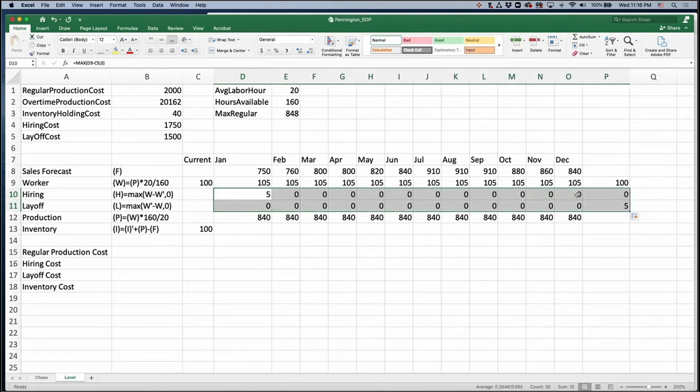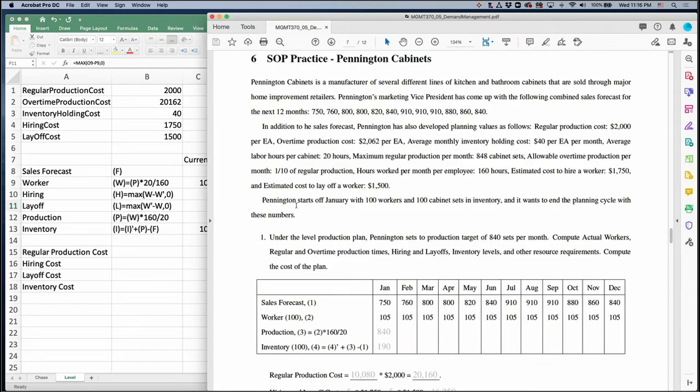At the end, they have to lay off because this problem said they want to plan a cycle with these numbers. That means your worker level should be 100, right? At the end, you have your worker level of 100. And also here your production target is 840 per month. So that's why you can set this production level all the way up to December at 840. In other words, your worker level is 105.